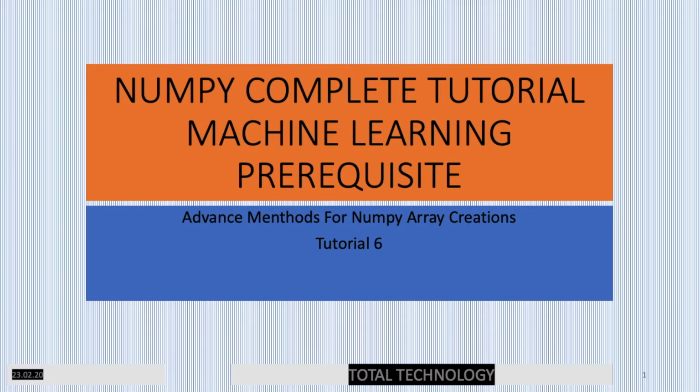This is tutorial 6 and today's topic will be advanced methods for NumPy array creation. In the last tutorials, including the second one, we have seen the different ways of creating a NumPy array, and there we used different methods and saw the significance of using those methods in detail. In this topic we are going to talk about two more very useful methods, and probably these two methods are going to be used very frequently in your machine learning and data science journey.